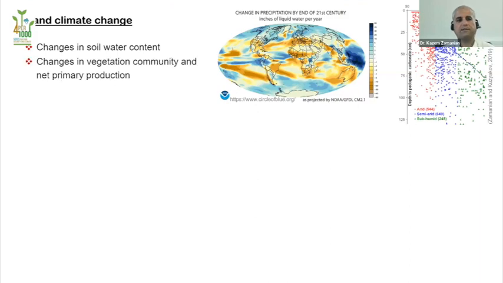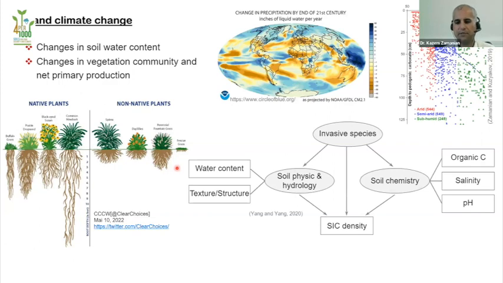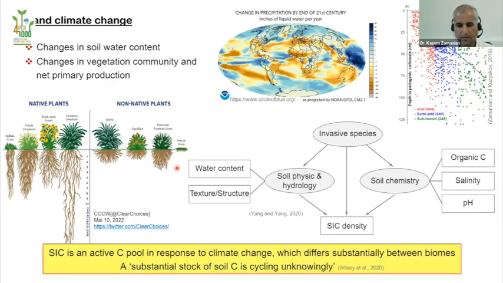There would also be changes in the vegetation community and the net primary production. We will have, and we already have, the problem of invasive plants. In contrast to the native plants with a different rooting system and different rooting depths, the invasive plants generally have shallow roots. So with invasive plants, there would be considerable changes in many soil properties, especially soil chemical properties like soil pH, and also soil physical and hydrological properties like soil water content. And all of these factors will directly or indirectly control the dynamics of inorganic carbon.